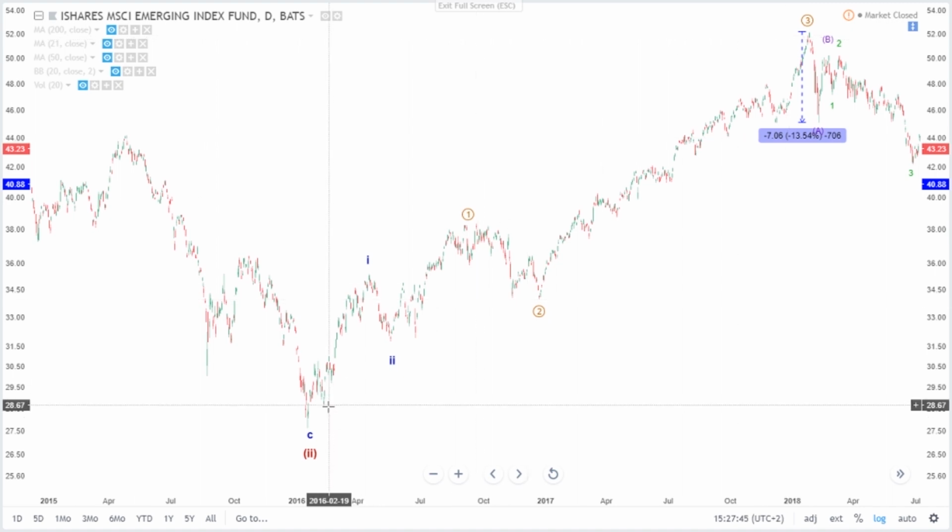So that's how a 1-2-1-2 pattern can throw us off, because they're almost of equal length, and it's a 5-3-5 pattern, which could be an ABC also before we break back down.